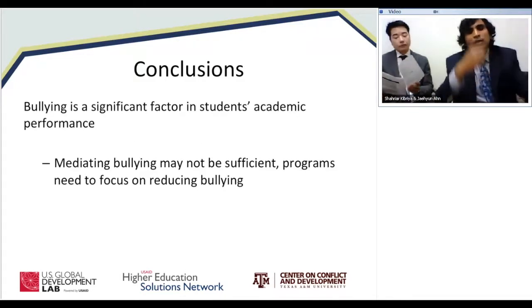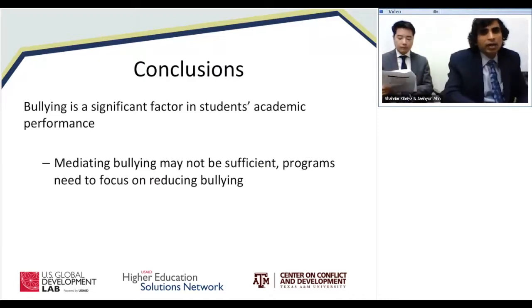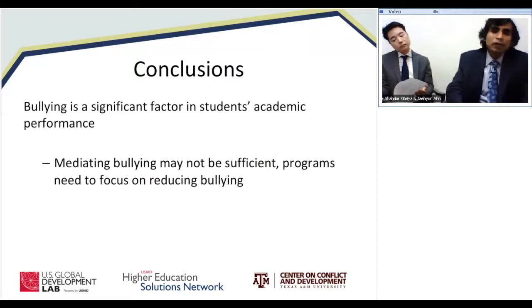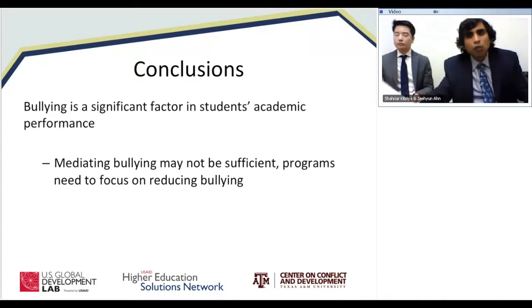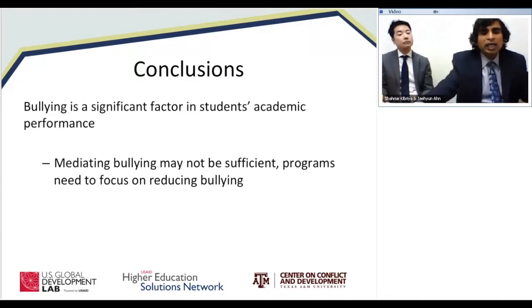Conclusions, of course. Our main conclusion from this study is that bullying is a significant factor in students' academic performance. And from this study, we conclude that mediating bullying may not be sufficient as a cross-cutting approach, but bullying must be treated as an independent variable, and development programs should focus on reducing bullying to increase students' academic performance. Usually in development programs or education programs, bullying is considered a cross-cutting effect, and the treatments are more geared towards enhancing education through teacher development or other types of treatment.